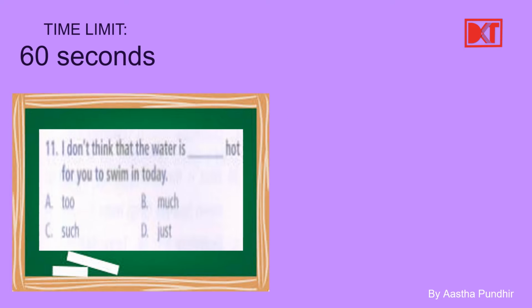I don't think that the water is dash hot for you to swim in today. I don't think the water is too hot, or much hot, or such hot, or just hot. Now here the correct answer is A. I don't think that the water is too hot for you to swim in today. Now too is used when we refer to something like very hot. Okay. So the correct answer is A.